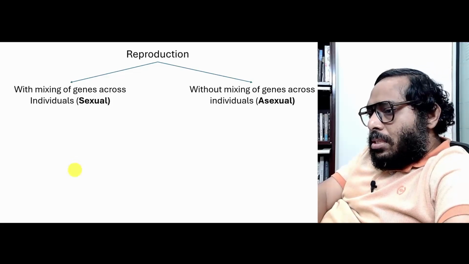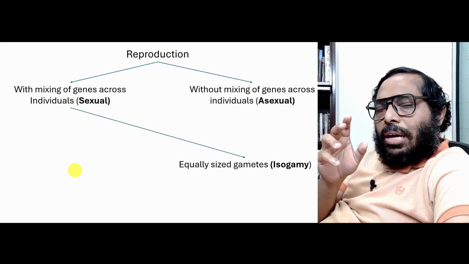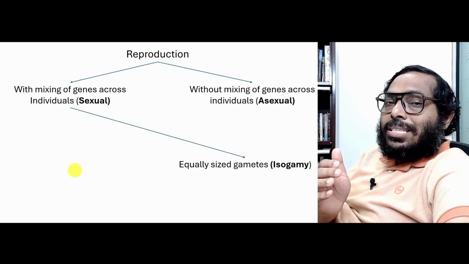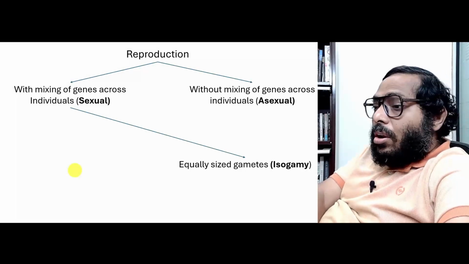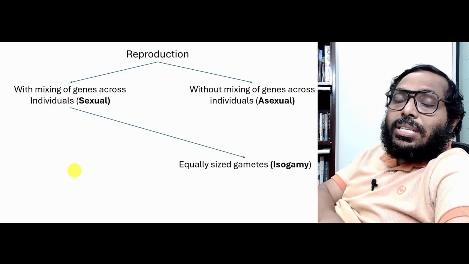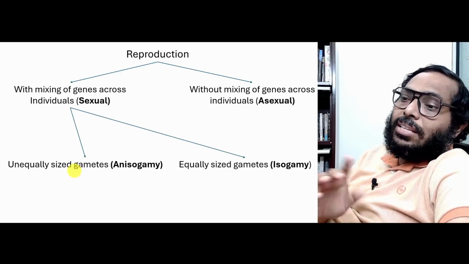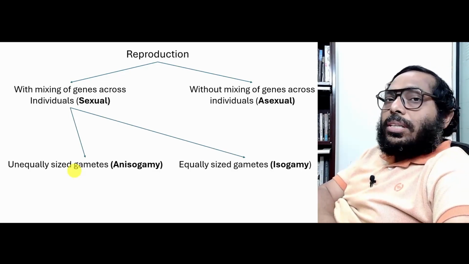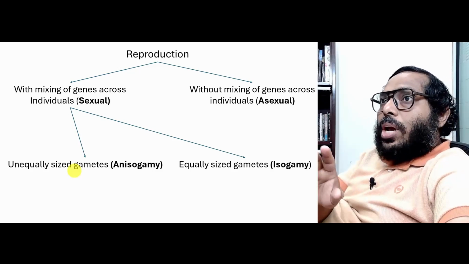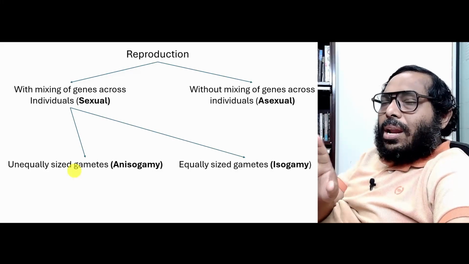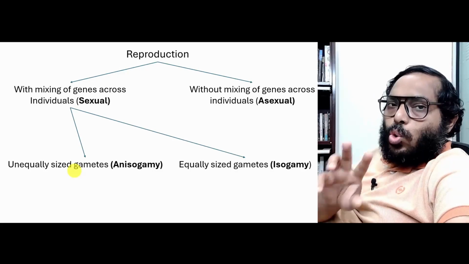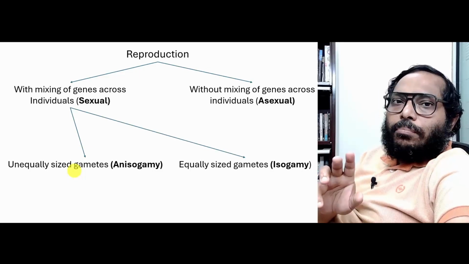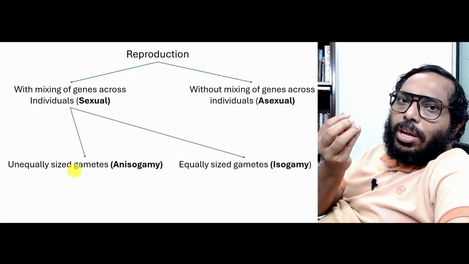These two situations are, first, when the gametes have the same size. This is what is known as isogamy. Or you can have a scenario where the gametes are of unequal sizes, and this is what is known as anisogamy. As far as we understand, almost all the reproduction that we have is primarily in terms of fusion of two gametes, and if they are of unequal sizes, obviously one is large and the other small.